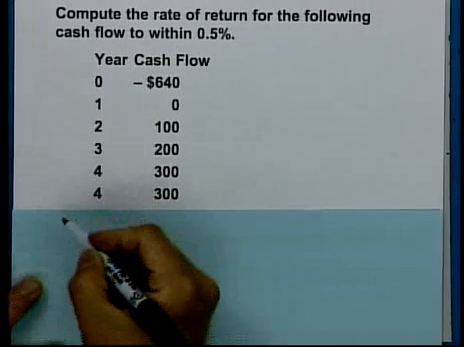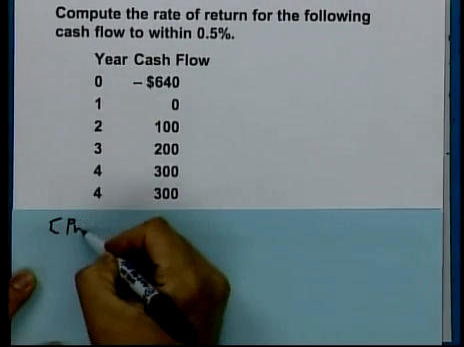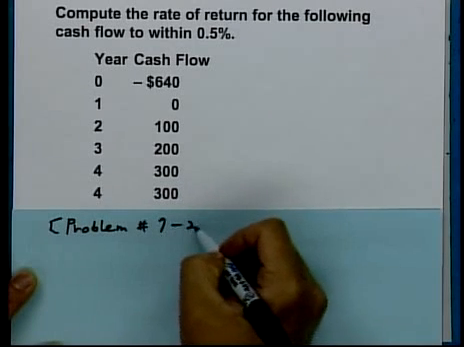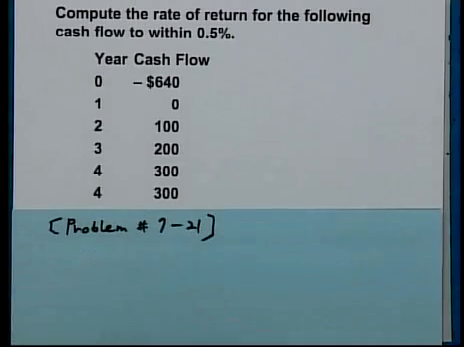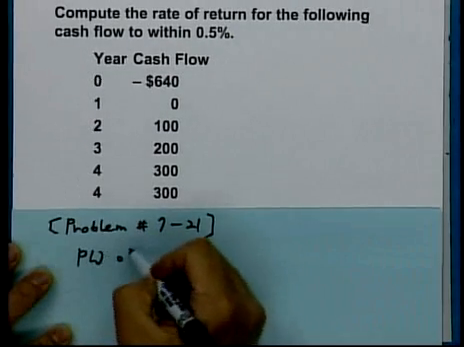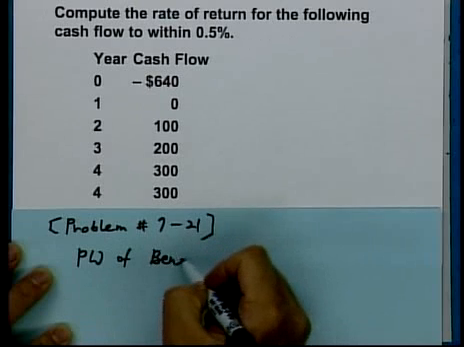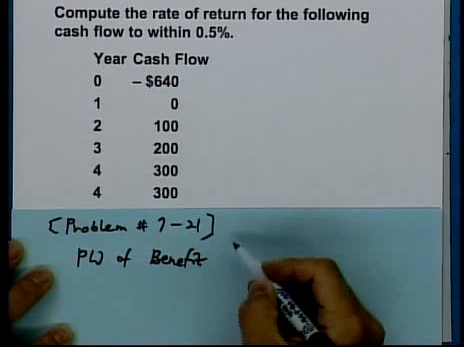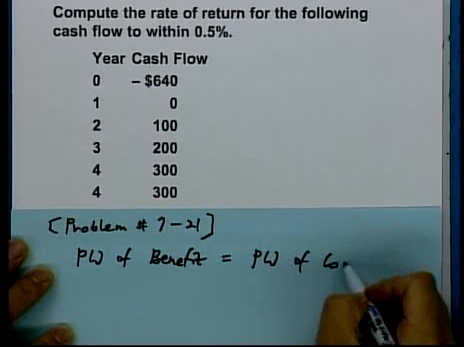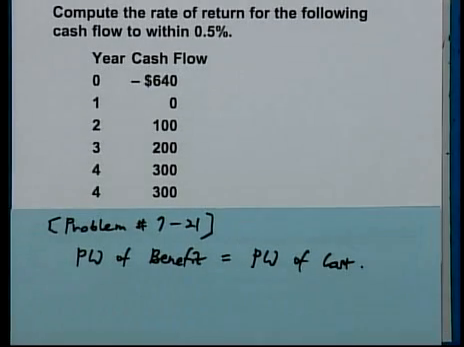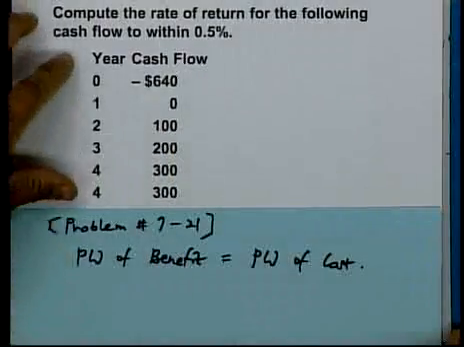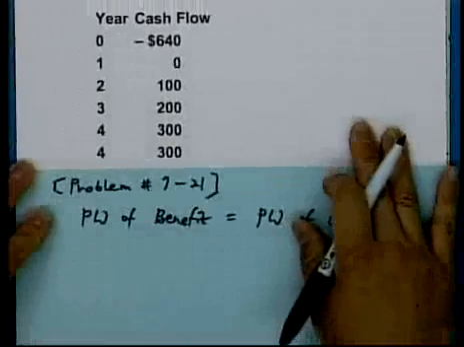So we are solving problem number 7-21. We may use present worth of benefit is equal to present worth of cost. Okay. So let's draw the cash flow diagram based on this cash flow table.